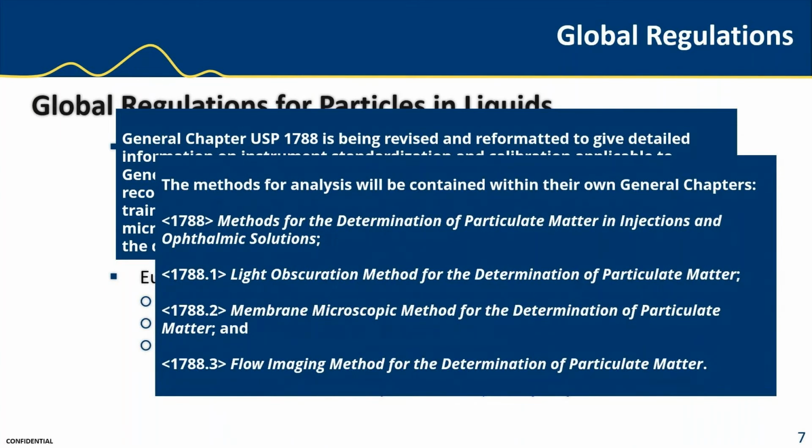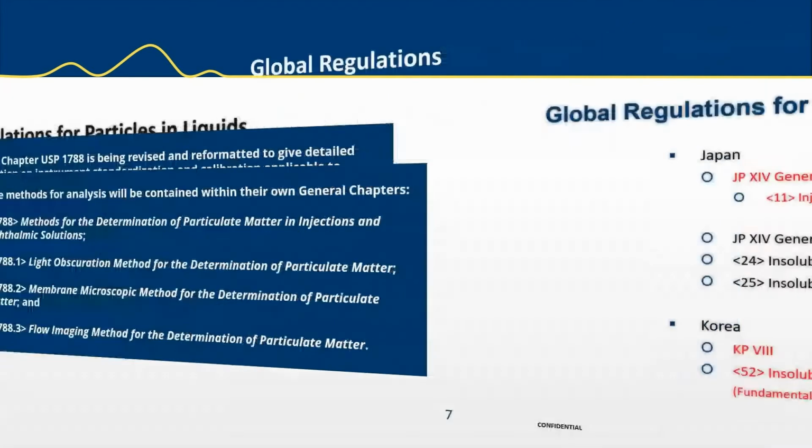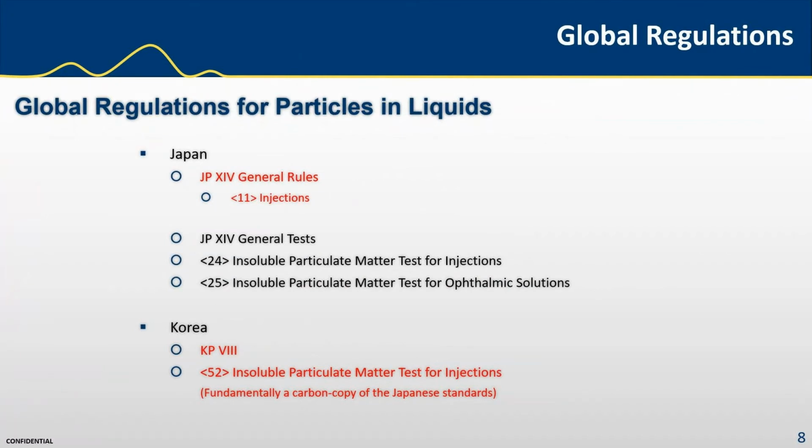Again, just outlining parts of 1788. 1788 Part 1 looks at the light obscuration method, the light blockage method, or light extinction method using the liquid particle counters. Part 2 looks at membrane microscopic method, and then Part 3, the flow imaging method I talked about. So it comes in 3 parts or 3 subdivisions. And I just wanted to make you all aware of that as we move on. But as I said, we're going to be focusing on USP 788. And here are those other standards from Japan and Korea.